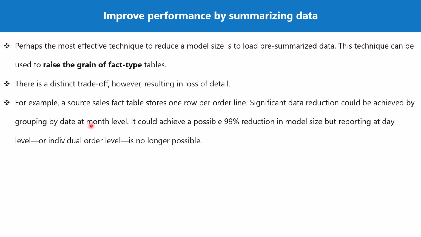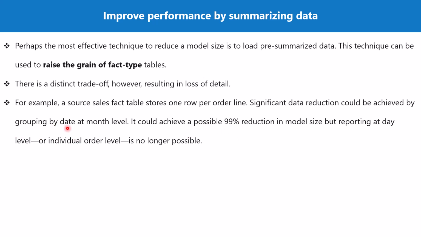If you have such a requirement, then there is no need to actually save the data at a date level or day level or even at an order line level. All you can do is use the group by functionality and reduce the size of your table by grouping or summarizing everything at the month level. So imagine putting all of the transactions taking place in a month in just one field. It can reduce the size of the data model by up to 99%.